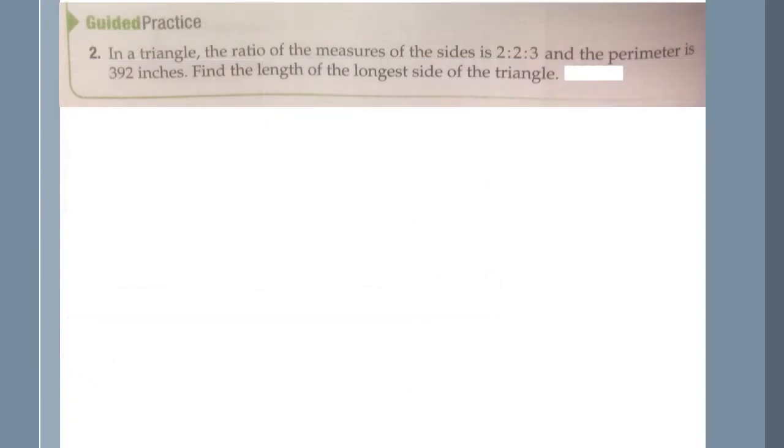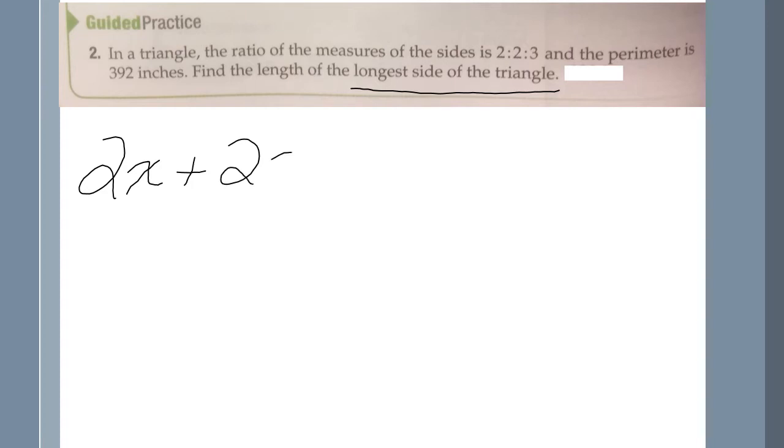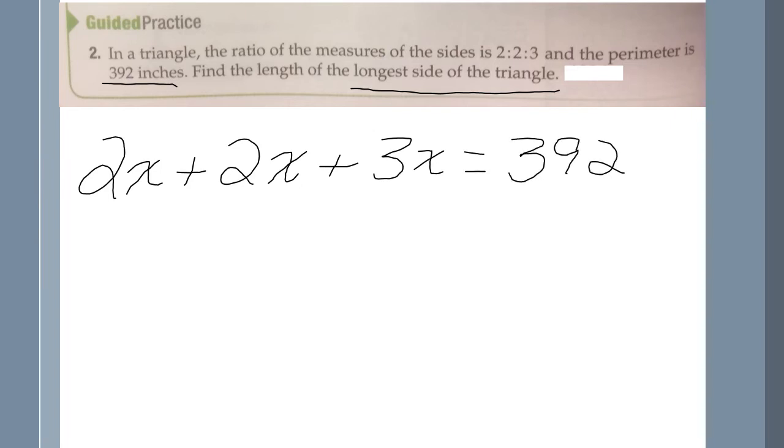In a triangle, the ratio of the measures of the sides is 2 to 2 to 3, and the perimeter is 392 inches. Find the length of the longest side of the triangle. So we're looking for the longest side. So, again, we're going to set this up as 2x plus 2x plus 3x. They should add up to 392.